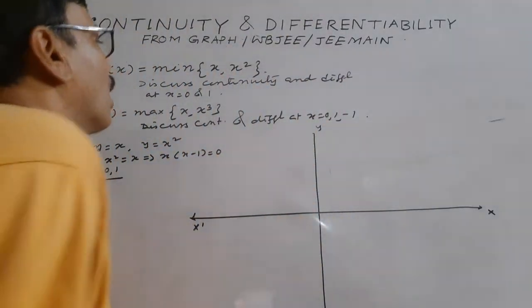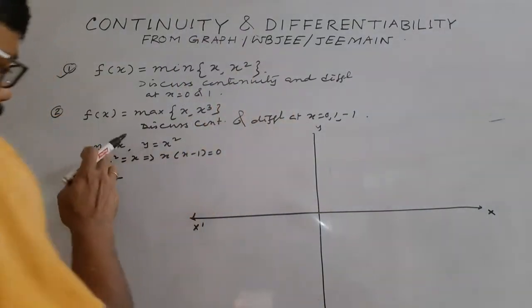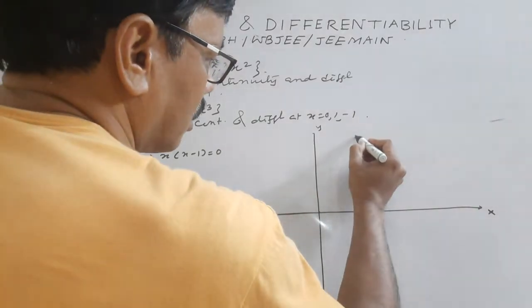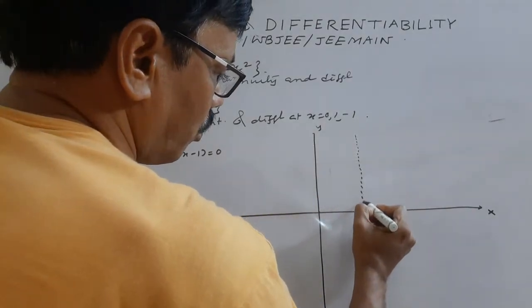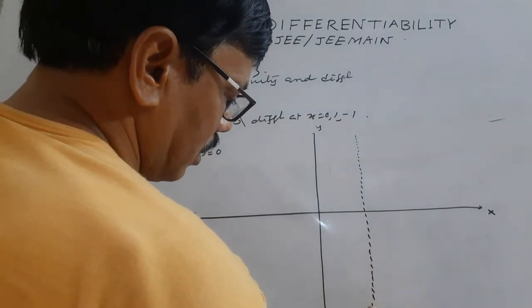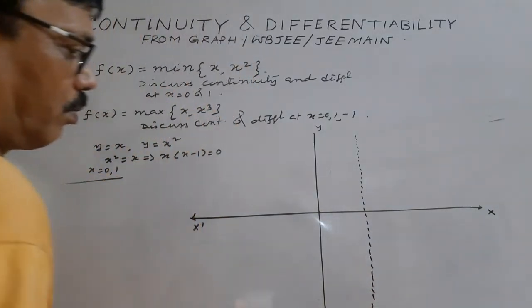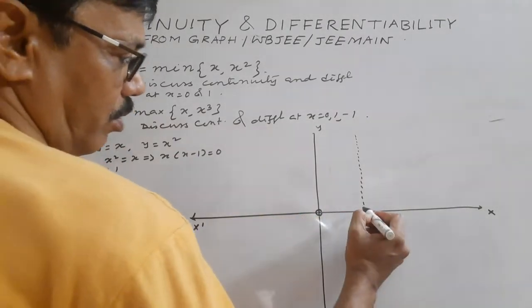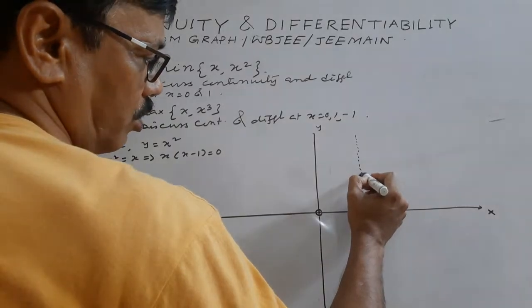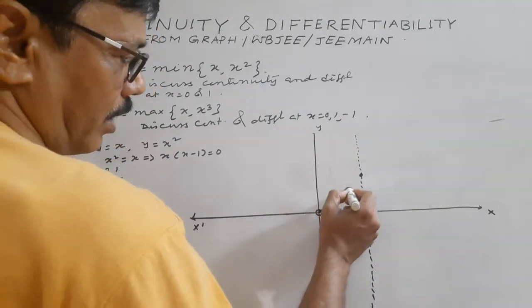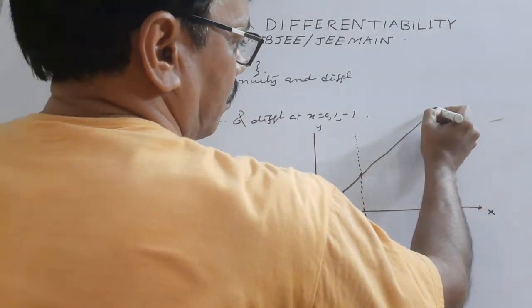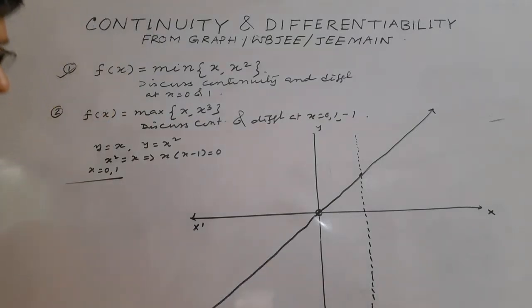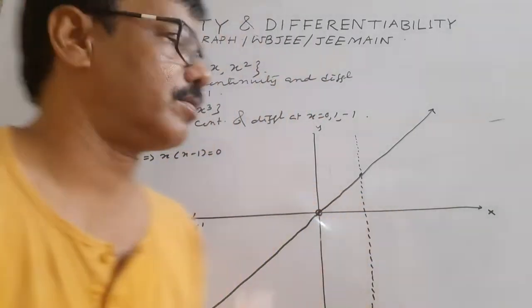Now, we draw the graph of y equals x. What is the intersecting point? So, we are drawing. This is x equals 1 at the dotted point. So, y equals x. At x equals 0, y equals 0; at x equals 1, y equals 1. You know y equals x is a straight line passing through the origin and bisecting the axes. This is y equals x.